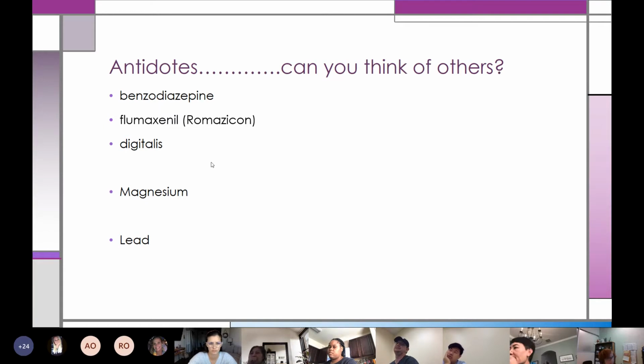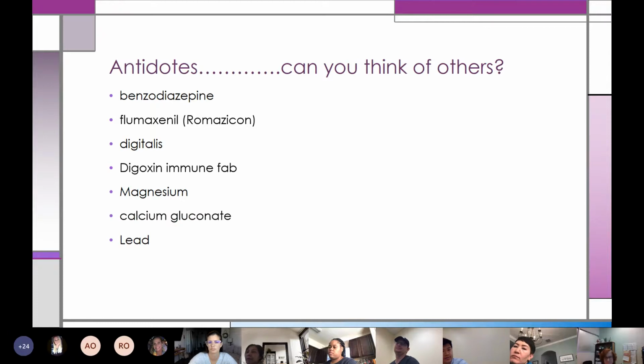How about digitalis? What's the antidote? Starts with a D. Okay. How about digoxin immune fab? Do you remember it now? Yeah. All right. And of course, magnesium. I think I just gave you that one. So what is it again? Calcium gluconate. Yeah, calcium gluconate.